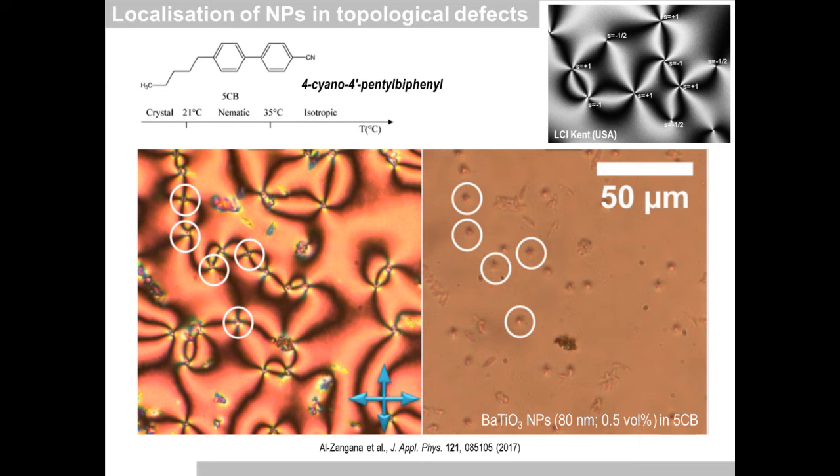When the spherically shaped nanoparticles are doped, the particles tend to be expelled to the defect sites, accumulate, and agglomerate, as can be seen in these images under the crossed and parallel polarizers.